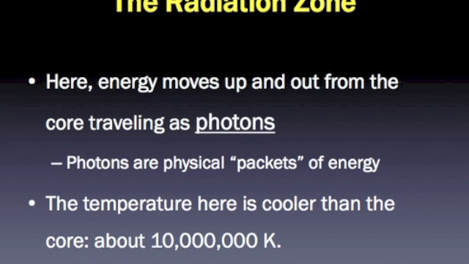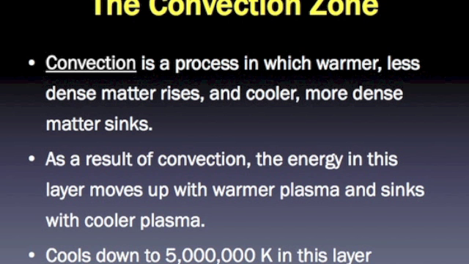Going into the radiation zone, we're going to see that energy that was created by fusion traveling as photons. And photons are physical packets of energy. The temperature here cools down compared to the core to about 10 million Kelvin. Next, we move up into the convection zone.